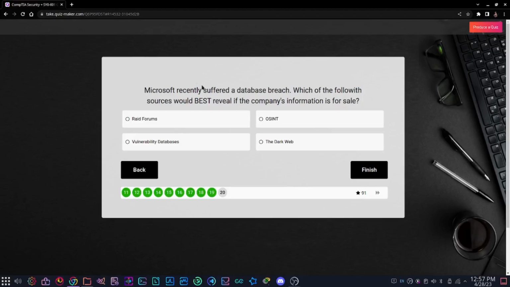So question 20, our last question. Microsoft recently suffered a database breach. Which of the following sources would best reveal if the company's information is for sale? So we have RAID forums, OSINT, vulnerability database, and the dark web. We know that there are a lot of vendors and a lot of sales pages on a specific way to access the internet, and the only one that has specific selling points would be the dark web. So that would be the best answer for this one.